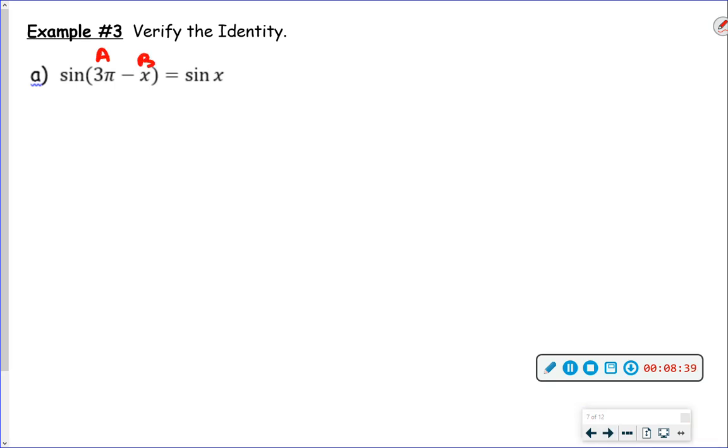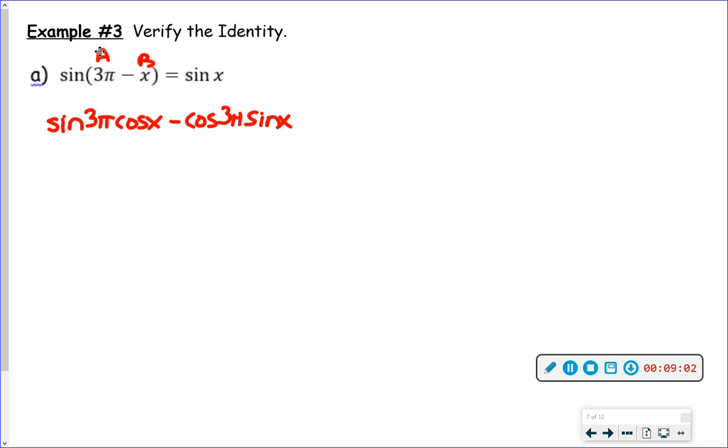There's my A and my B. So I'm going to write it out using my sine of a difference formula off my identity sheet. Sine of the first angle, cos of the second angle, minus cos of the first angle, and then of course sine of the second. Now, we have to turn this all into sine. You might be wondering, how the heck is that going to happen?